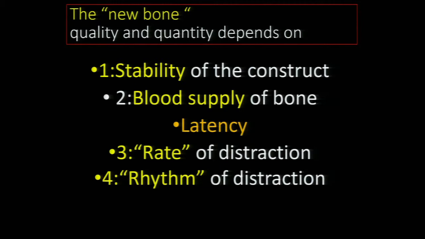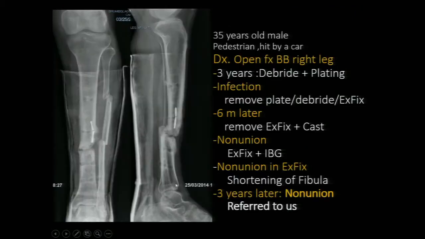The four rules: 1, 2, 3, 4 is stability. You need a very stable construction because of the biology you need. The cells must not be damaged. Second, you have to preserve blood supply because you need the growing cells. And then you have to wait for a while, and then you have the rate of about 1 millimeter per day, and the rhythm is just 3 to 4 times per day. Let's talk about the first 2 factors, stability and blood supply.